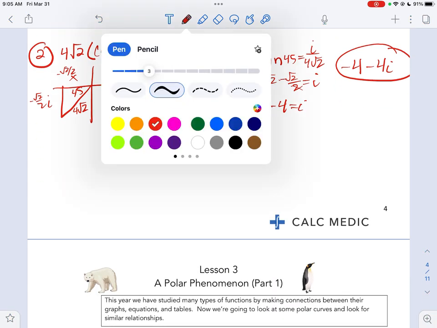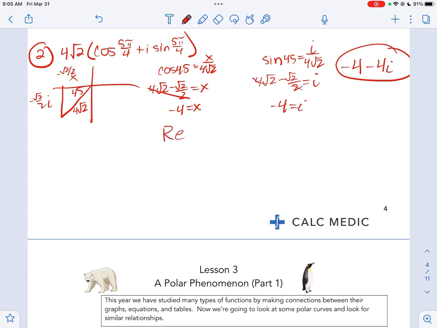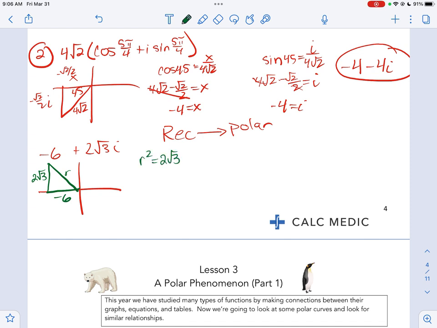And then the last thing we're going to fit on here is if we are going to go from rectangular to polar. Let's say we have negative 6 plus 2 root 3i. So again, if we were to graph this, negative 6 is our real part, 2 root 3 is the imaginary. And now we just need to do, again, like yesterday, the Pythagorean theorem. r squared equals 2 root 3 squared plus negative 6 squared. So 4 times 3, that's 12, plus 36. So r squared equals 48. So r equals the square root of 48.